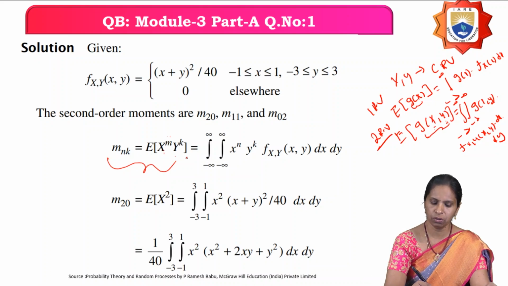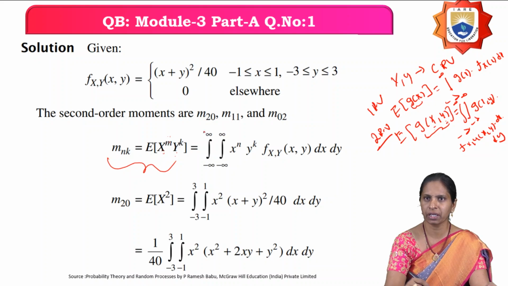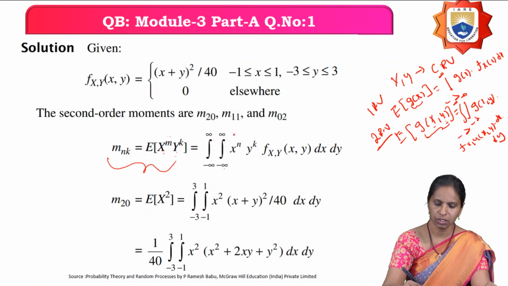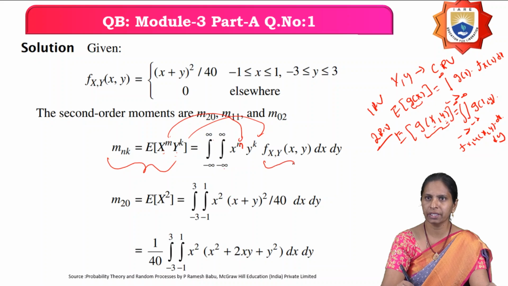Similarly, here in place of g of x comma y, we have x power n into y power k. Then what is the expectation of x power n into y power k? Since you have two random variables, I have written a double integration from minus infinity to infinity of x power n into y power k into the joint density function of the two random variables x and y, that is f x y of x comma y, into dx into dy.